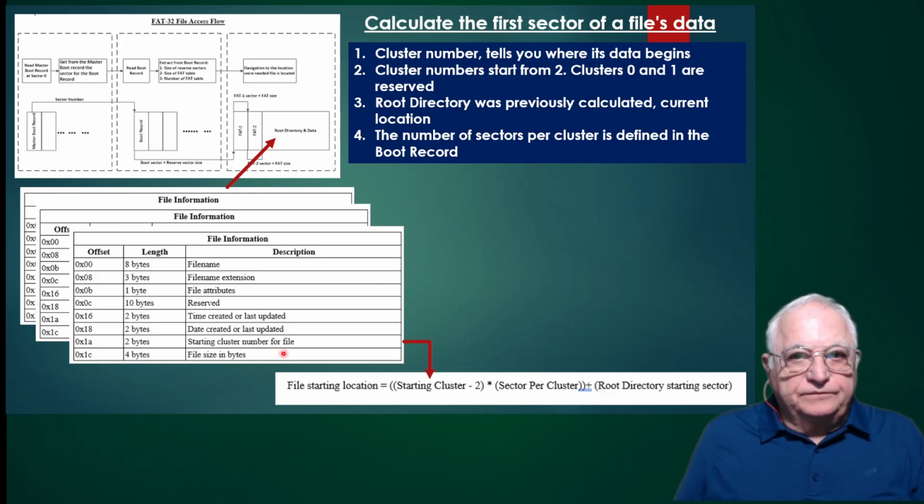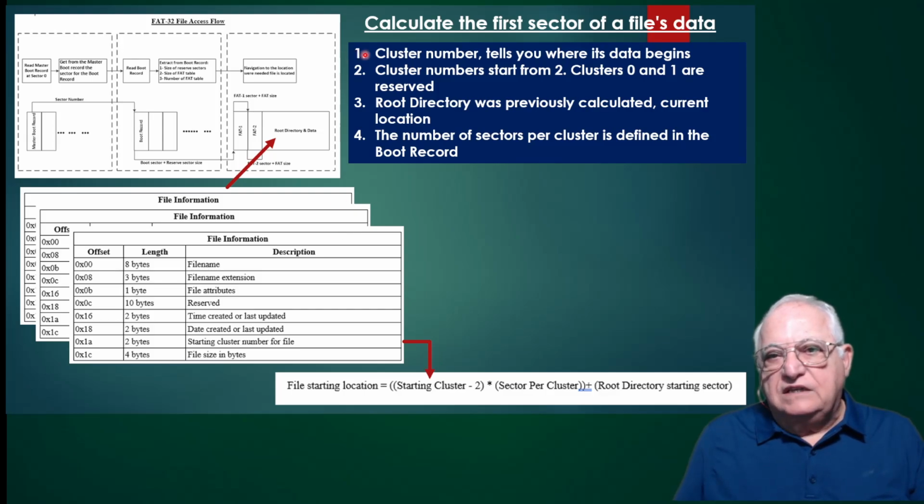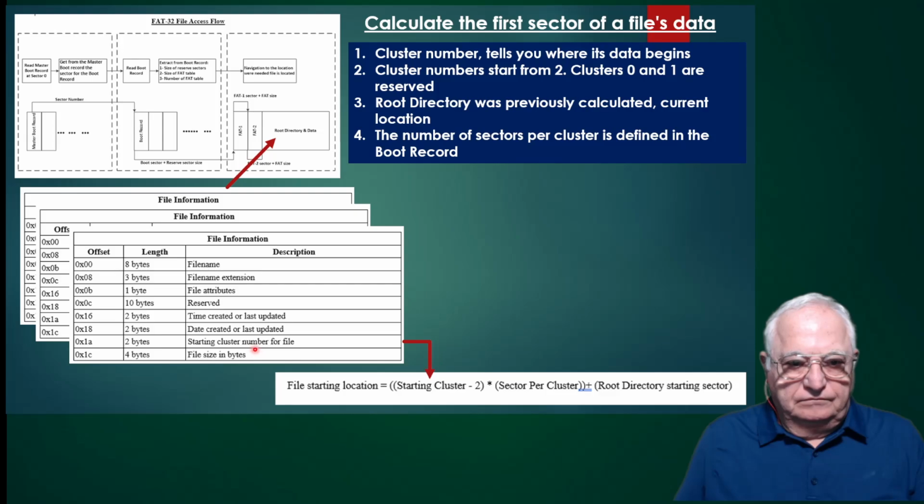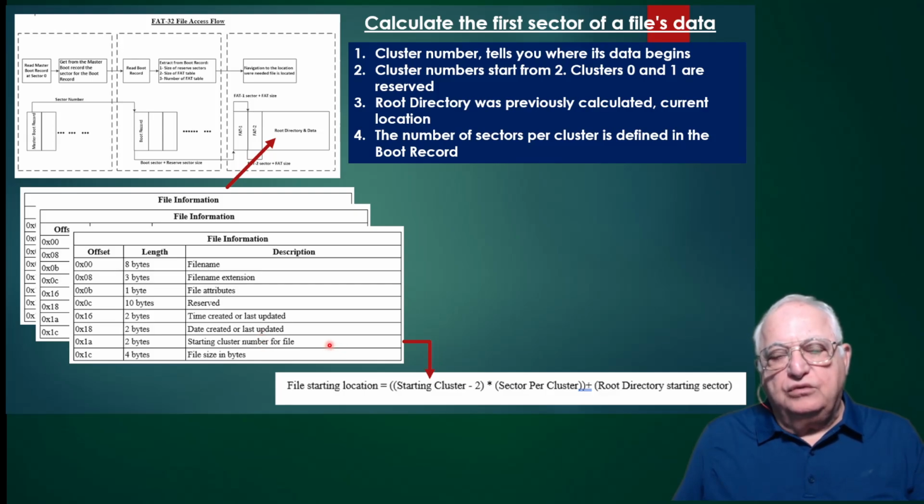So let's go back here. The cluster number, as I noted, is where our data begins. We get it from this item, starting cluster number. So if we find this table, we can find the starting cluster number. Now, one thing peculiar about the cluster number is that clusters 0 and 1 are reserved. So when we look at the cluster number, this number here, we have to subtract 2 to actually get to our cluster.